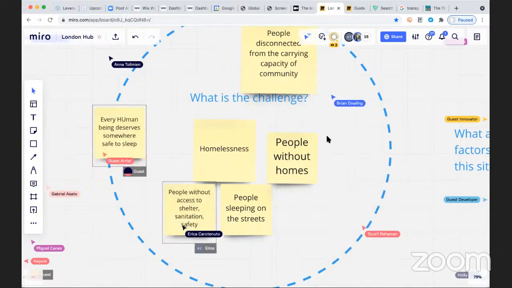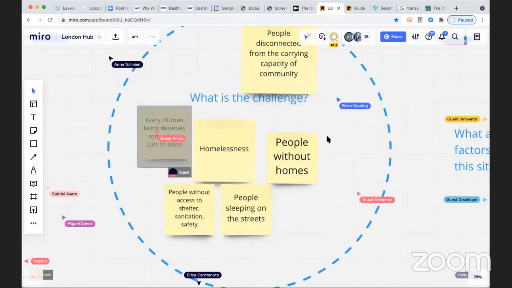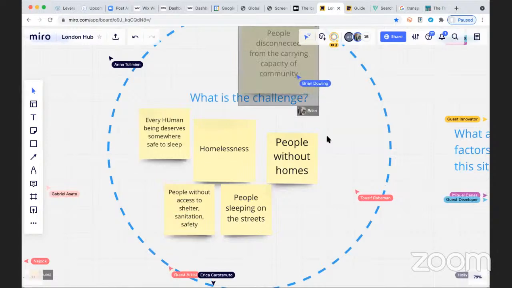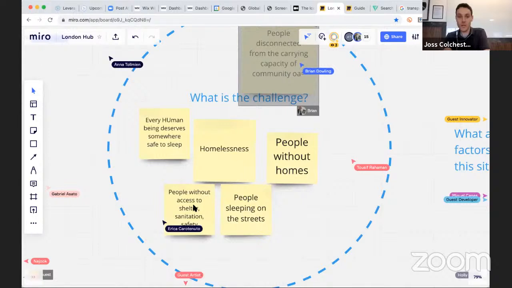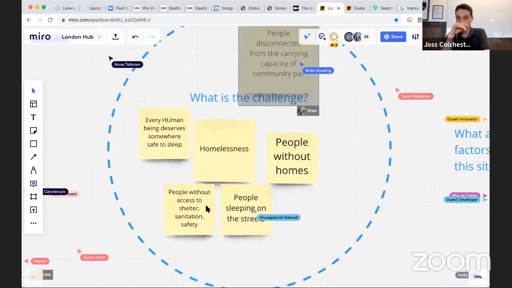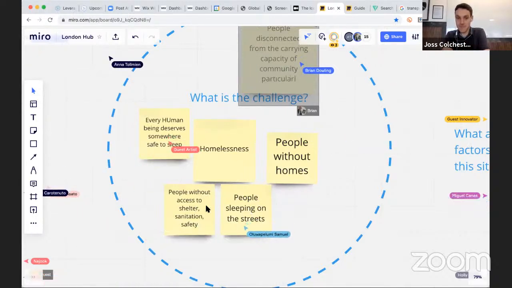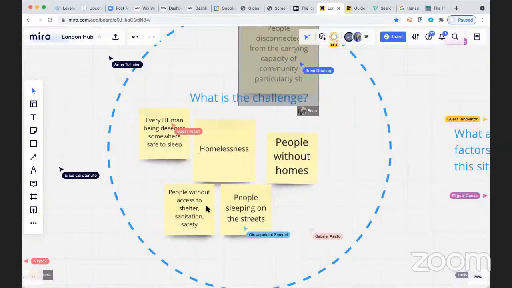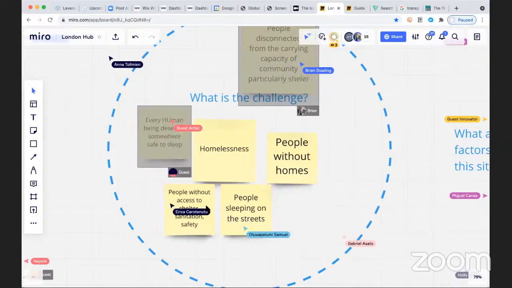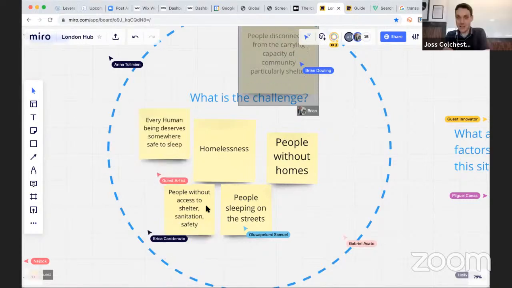I think of it as a matter of access. There are lots of people who have lots of homes, and lots of people who have no access to homes. So this is you, people without access to shelter, sanitation, safety? That one wasn't mine, but I agree with it. Yeah, you see, that's a good point.